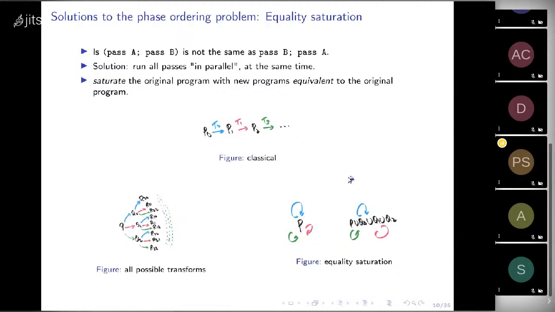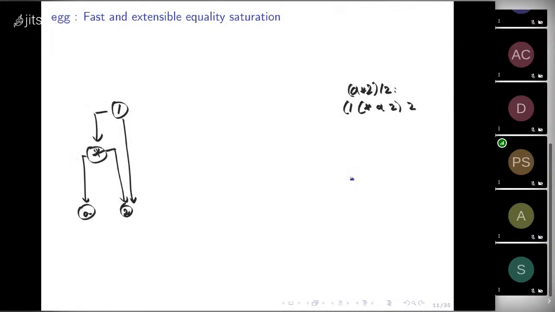So let's take a concrete example and understand how equality saturation runs and what data structures it maintains. This is the same program that we had: a times 2 divided by 2. I'm going to write it in Lisp notation because that makes drawing the abstract syntax tree easier. So I write it as divided by, multiplication of a and 2, and then 2. The divided by is the root node, and on the left-hand side we have a multiplication. This is the a times 2 part, and this is the divided by 2 part.